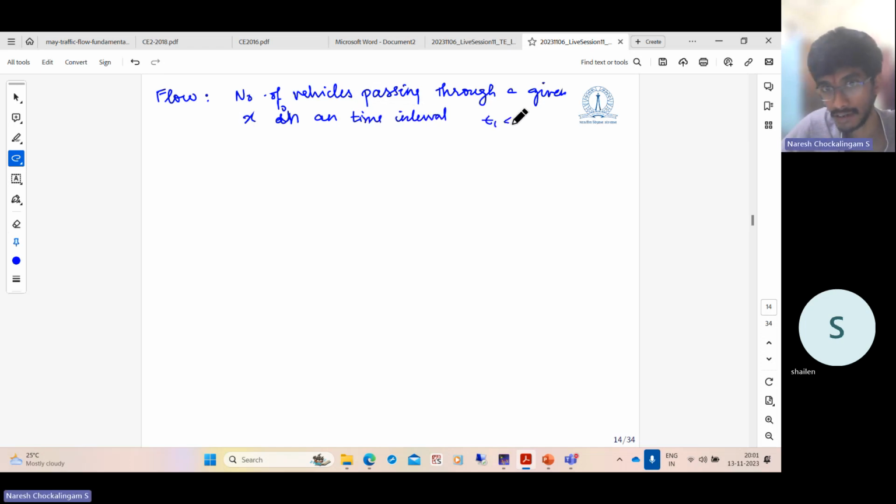Can be say T1. So as I said, you have the road, you put an observer here, and there are vehicles coming all the way. Say you start from T1 equal to 1 p.m. to T2 equal to 2 p.m. In 1 hour, you can measure how much is the flow. So that is called the flow.